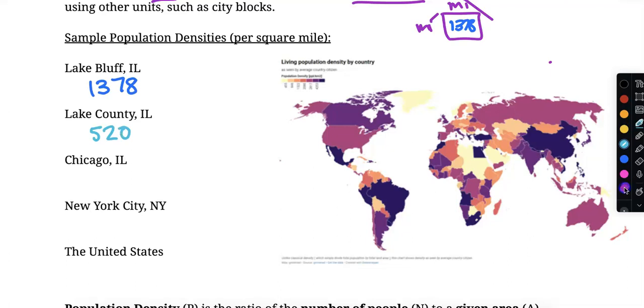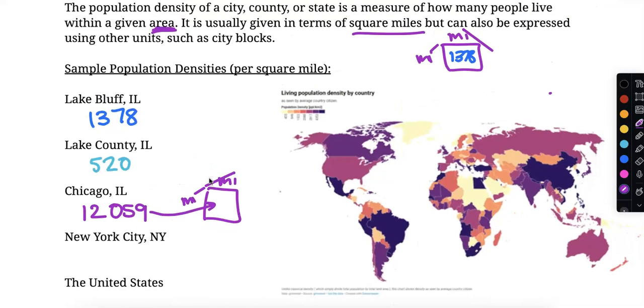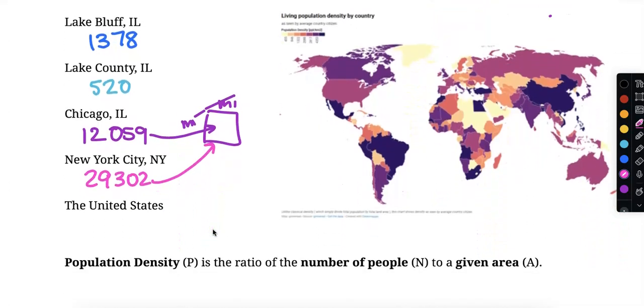Now, the city of Chicago, where I happen to live in this year that I am recording this video, has, wait for it, 12,059 people in one square mile, a mile by mile square. There are 12,059 people living in that space. New York City has 29,302 people in that one same square mile. And then the United States, the whole country, if you look at the whole population density of the United States, we're talking 96 people per square mile.